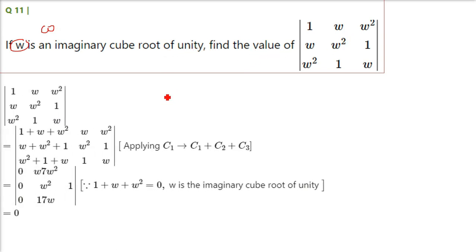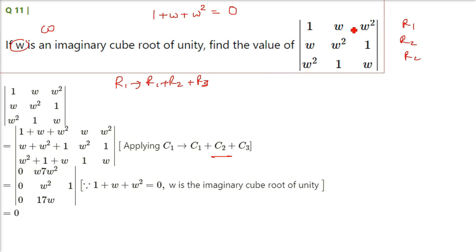So what we can do here is, there are certain properties: 1 plus omega plus omega square is equal to 0, and omega cube is equal to 1. We don't have to use the second property, but 1 plus omega plus omega square equals 0. So what we'll do is column 1 plus column 2 plus column 3, or row 1 plus row 2 plus row 3, whichever you want. So row 1 we are changing to row 1 plus row 2 plus row 3. Okay, so let us add the rows here.